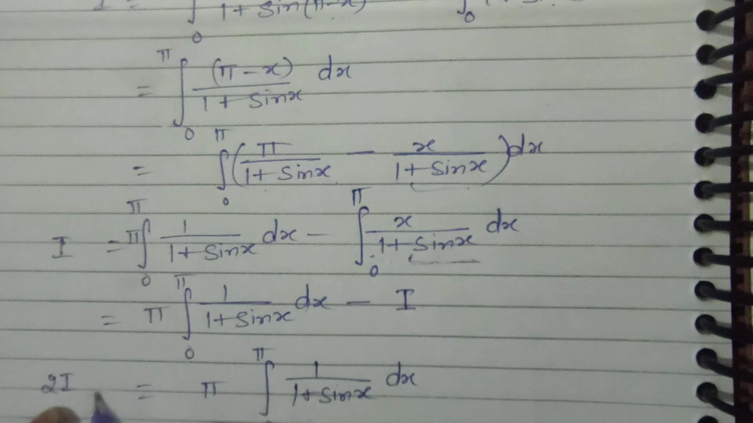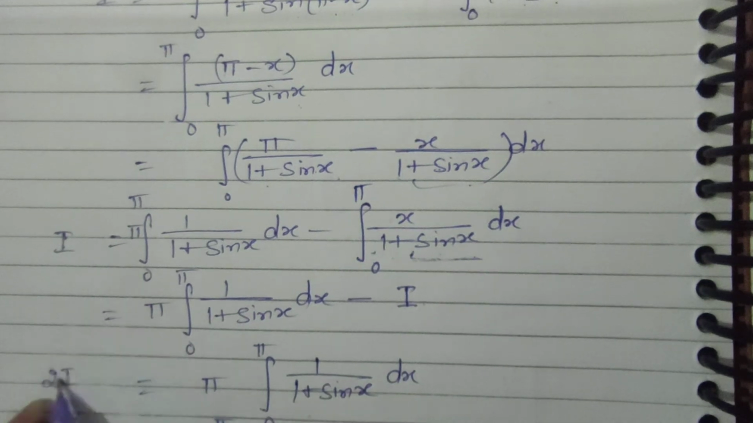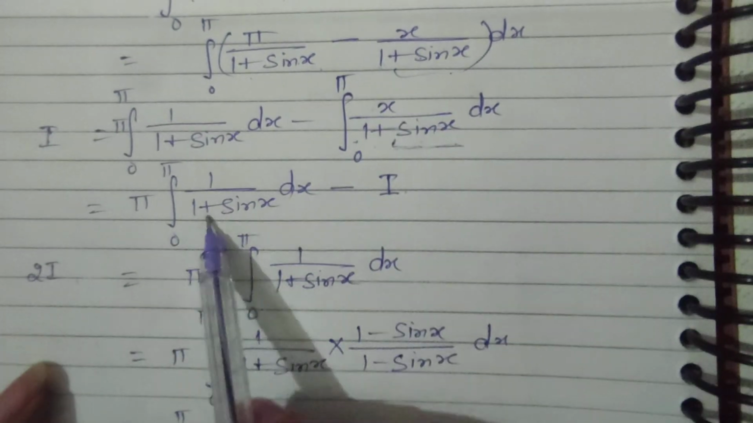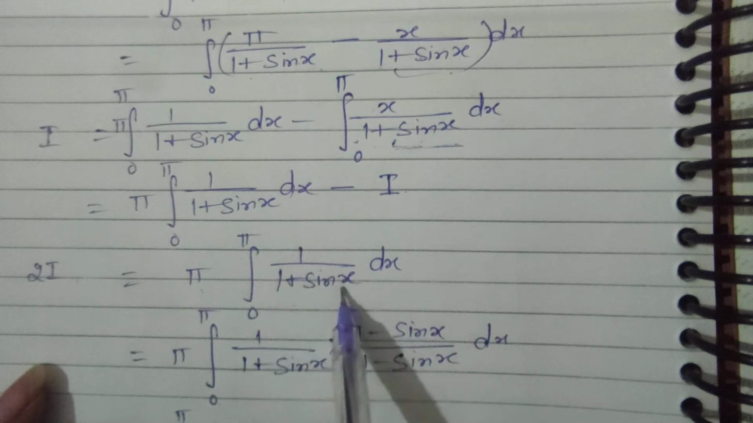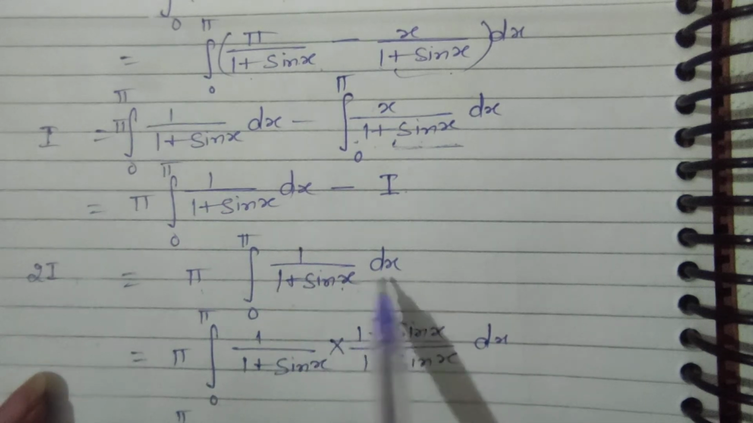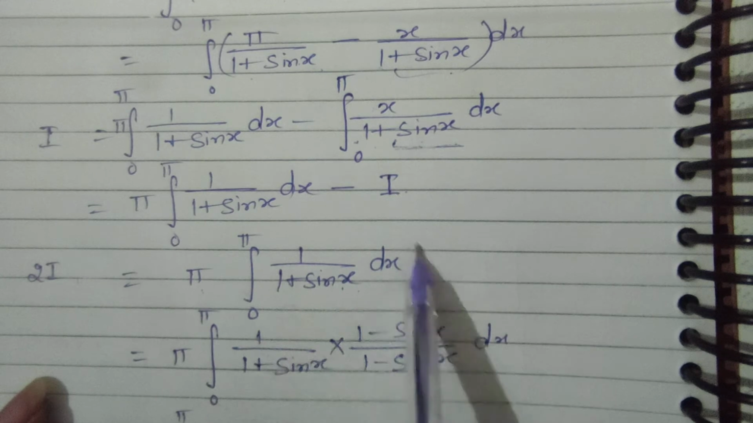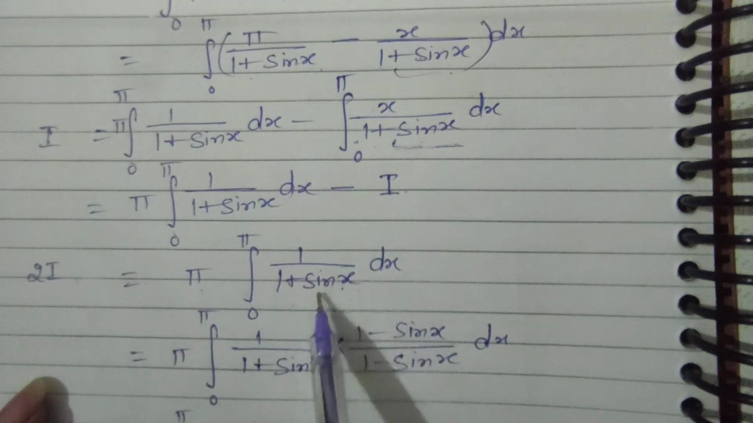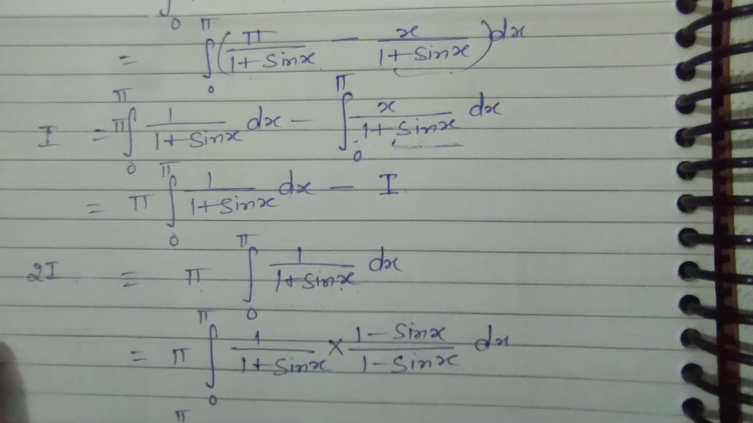So I will go to the left hand side. It will be plus, so I plus I is 2I. What is left here? Pi into 1 upon 1 plus sin x, limit 0 to pi. So we will find the integration of this. So rationalize it and solve it.